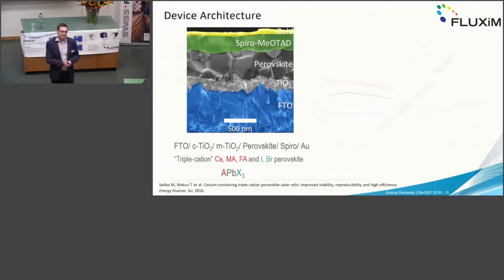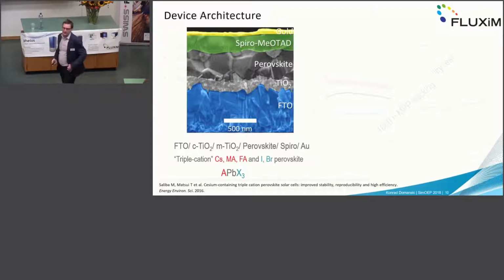So what we did is we took our standard devices, our workhorse architecture, with FTO, titanium dioxide compact layer, then a mesoporous layer, and then infiltrated with a perovskite with a big overlayer, and completed the device with spiro-OMeTAD, that's a hole transport layer, and a gold electrode. And the perovskite that we used is what we call a triple cation. It's a mixture of cesium, methylammonium, and formamidinium on the cation side, and iodine and bromine on the anion side.